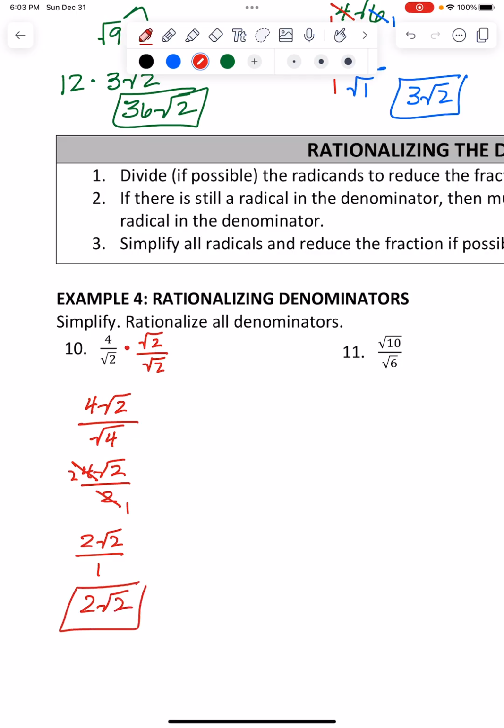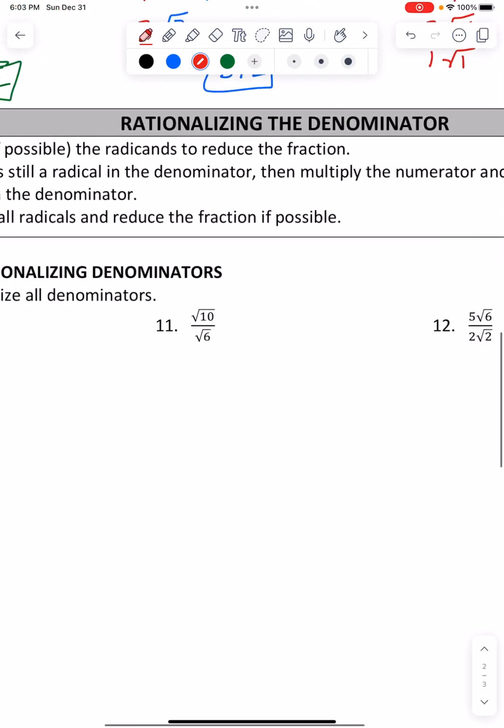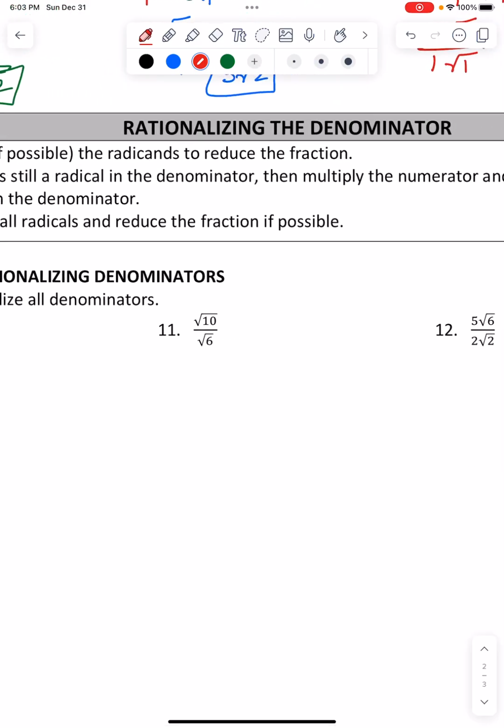Right? The goal of rationalizing the denominator is to get the denominator to be a rational number, so no square roots left down there. All right? Now, on number 11, square root of 10 over square root of 6. Okay, again, first thing, reduce if we can, divide if we can, right? So if we look, we can actually divide out a 2 from both of those. So we can make this the square root of 5 over the square root of 3, okay?